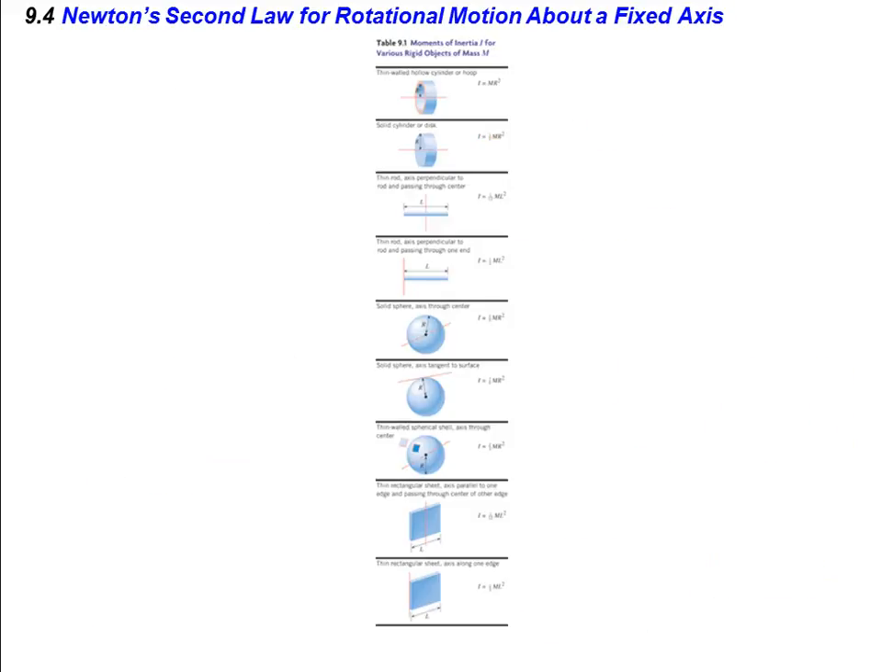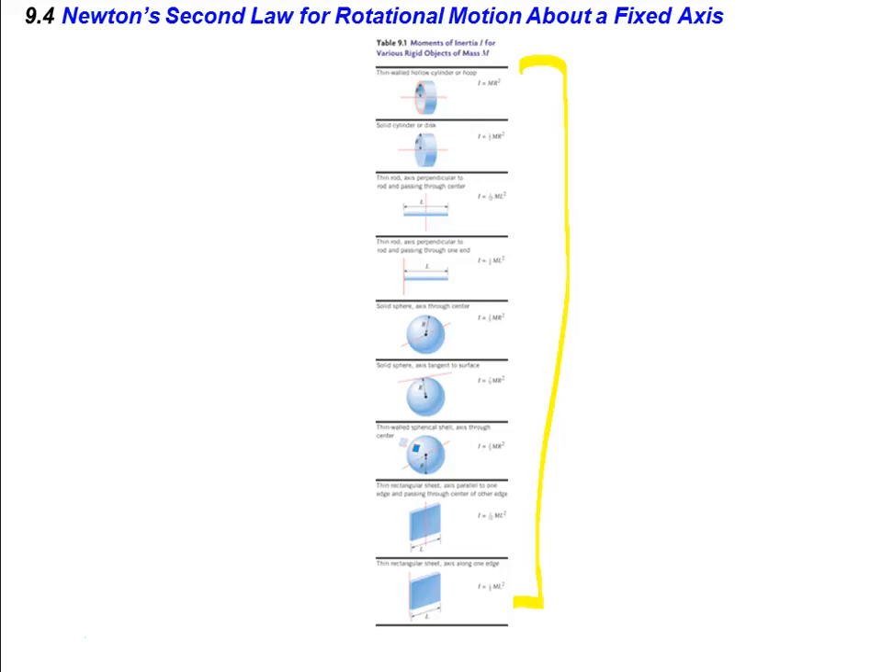So all of our basic shapes are summarized in this table here, and there's also another diagram on Schoology that you can download. But this shows us some basic shapes that we can rotate, like cylinders, cylindrical shells, rods either at the middle or at one end, spheres, spherical shells, rectangular prism, all that stuff.